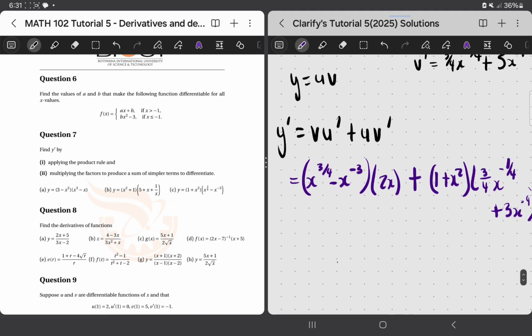We should not make a mistake here, okay? Plus 3x to the negative 4. We should not make a mistake.